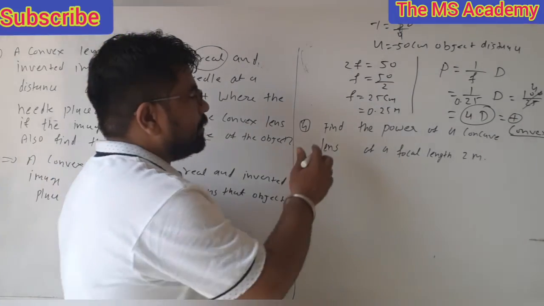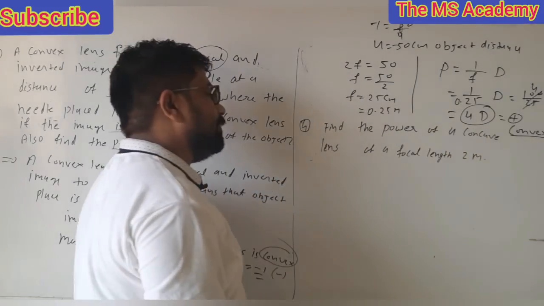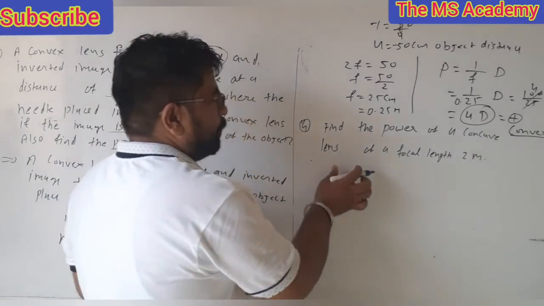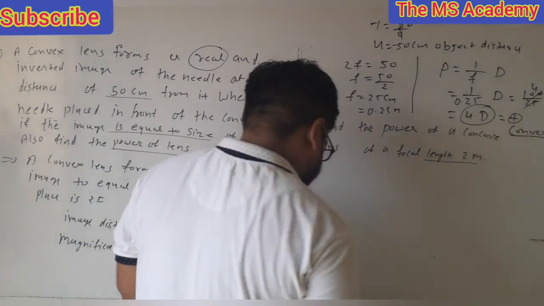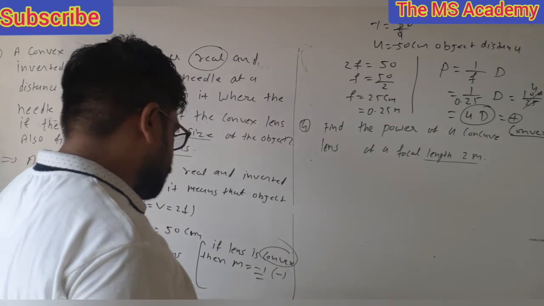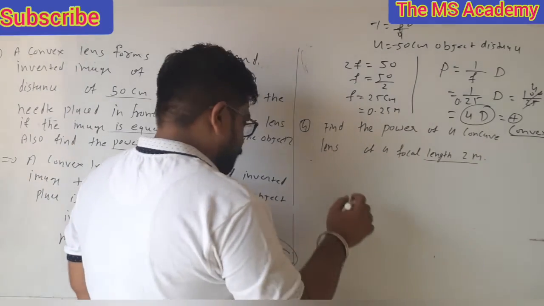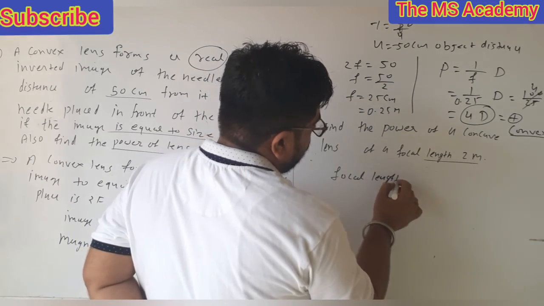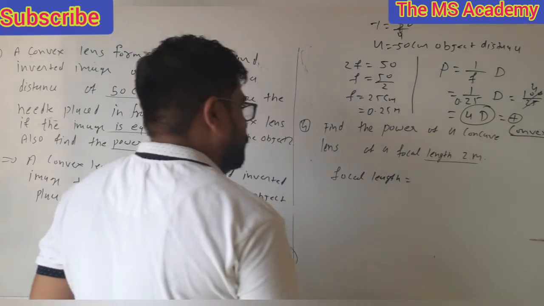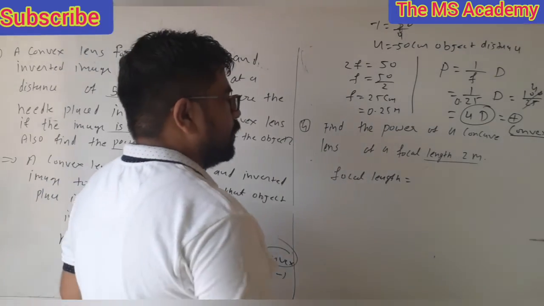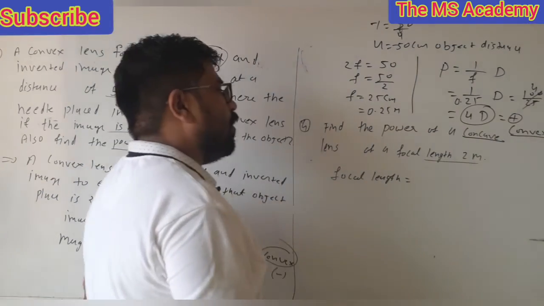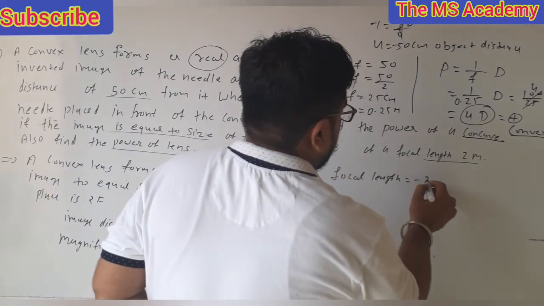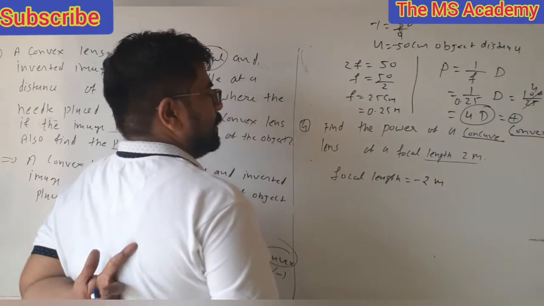Now the next example is: find the power of a concave lens of focal length 2 meter. Focal length is given as 2 meter. What lens is it? Concave. A concave lens always has negative focal length.